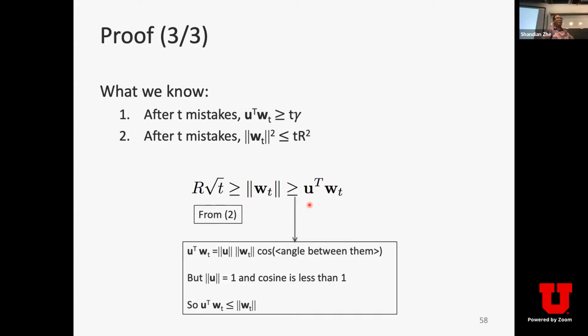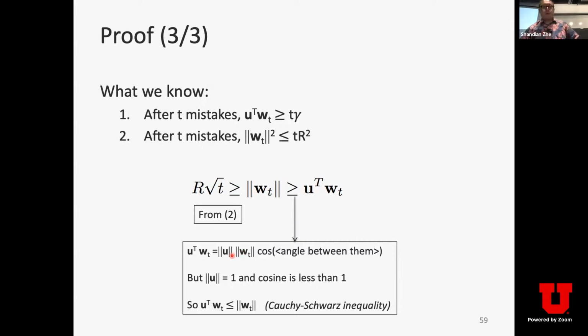Consider two vectors, u and W_t. We know that the cosine of the angle between the two vectors is the dot product divided by the norm of u and the norm of W_t. This is the definition of cosine. Because our precondition assumes the norm of u is 1, it's a unit vector, this is 1. And because the cosine is always less than or equal to 1, u transpose W_t is always less than or equal to the norm of W_t. This is called the Cauchy-Schwarz inequality.